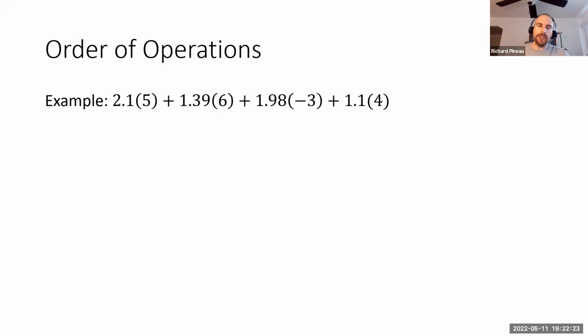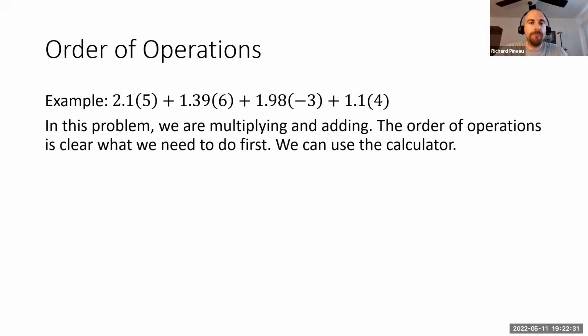So in this expression, we're adding and multiplying 4 times. Okay, so we've got to use the order of operations. The good news is the order of operations is very clear. It says we have to do the operation of multiplication first. Fortunately, we can use the calculator. So what do we do?